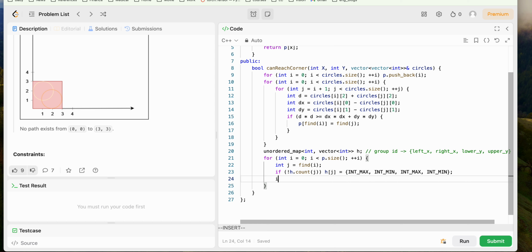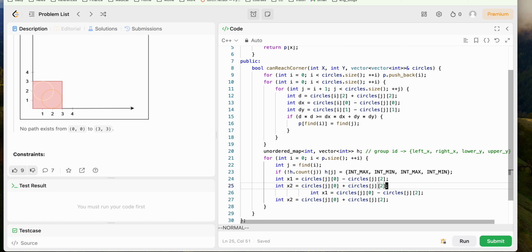Then we have x1 equals to circles j 0 minus circles j 2, right? And x2 equals circles j 0 plus circles j 2. This should be plus. And similarly, we have those for y as well. So y1 is, these two are 1.